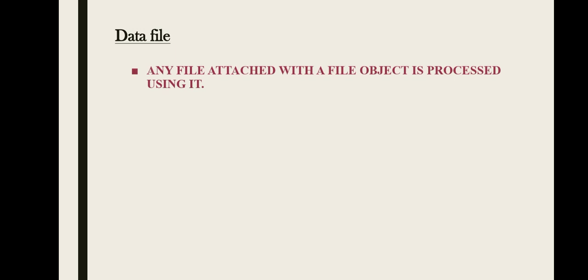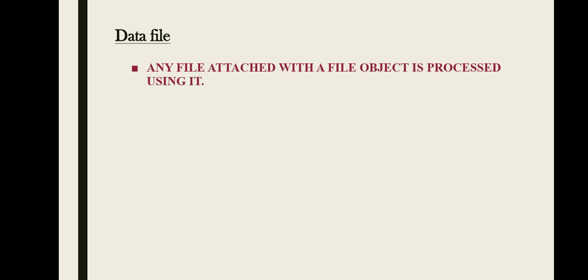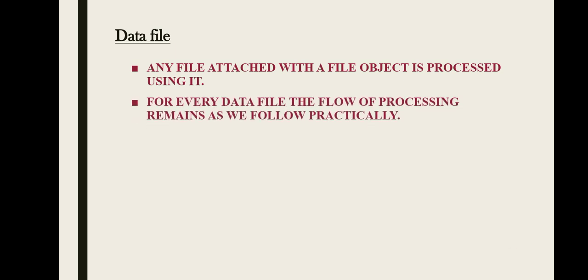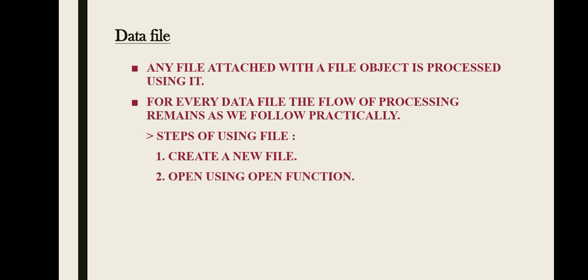Let's move ahead, again about data files and the way of using them. Any file attached with a file object is processed using it. The file can be used only with the help of the object. Secondly, the flow of processing for any file, whether text file or binary file, is as usual as we do in practical life. We first need to create the file, then if we have created it, we can open it. To open the file, we'll use the open function.